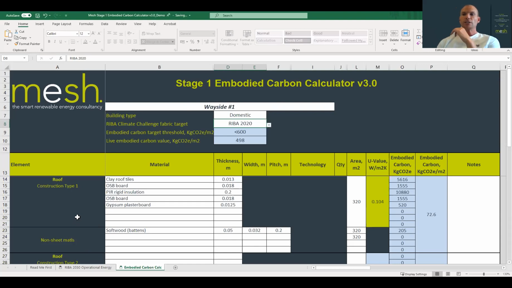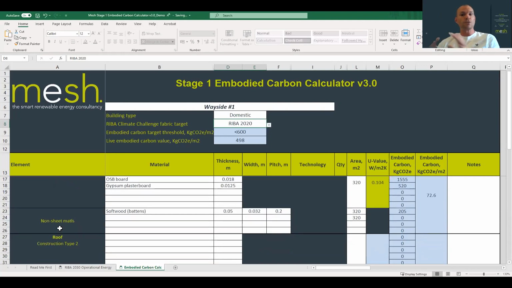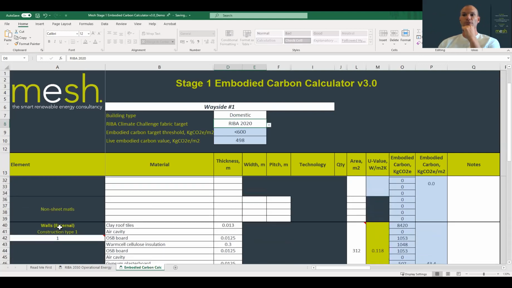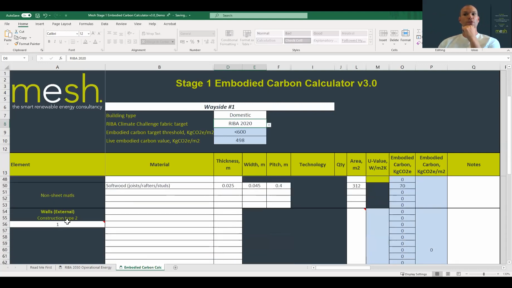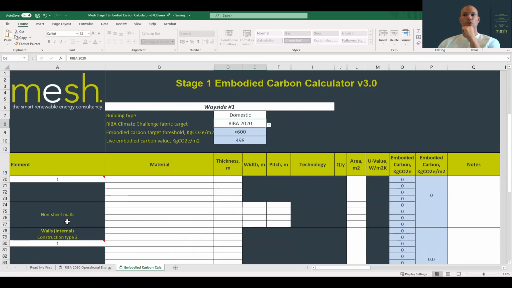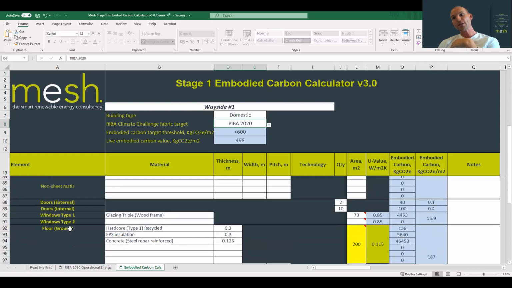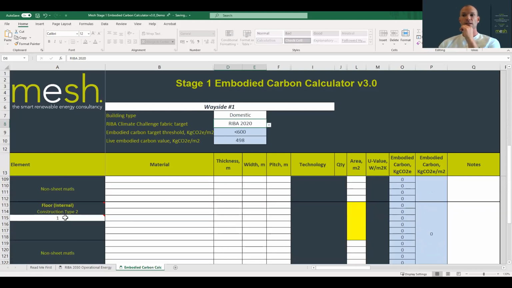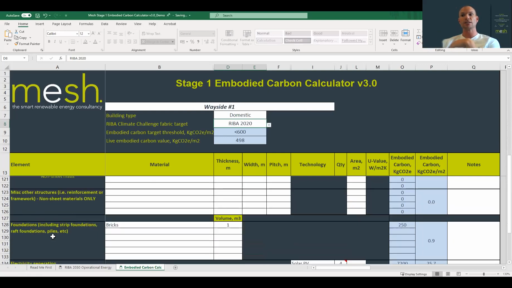So the change for this calculator is we've got 2 different roof construction types. You're not just beholden to one roof construction type. You might have a flat roof that has a different construction to a pitch roof or whatever, but you can put in 2 different external roof types. We've got 2 different external wall types. We've got 2 different internal wall types. We've got doors, we've got windows, we've got the ground floor, we've got 2 different internal floor types as well. Sometimes that's necessary, and then a miscellaneous section at the bottom.